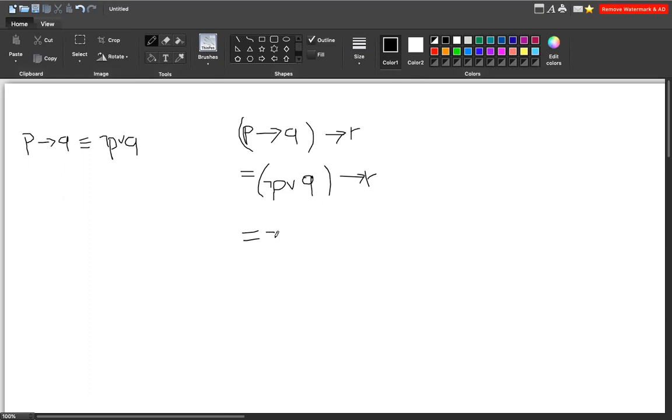So we just do this: negation of this whole thing, negation of P or Q, and then or R.